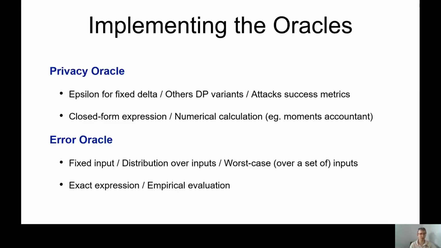Now, a little bit of a note on the implementation of the oracles. For the privacy oracle, there's a couple of things you can try. You can try to get epsilon for a fixed delta. You can also try other variants of differential privacy, or you can use some attack success metrics. On top of that, you may have your privacy measure available in closed form, or you might have to do some numerical calculations for it.